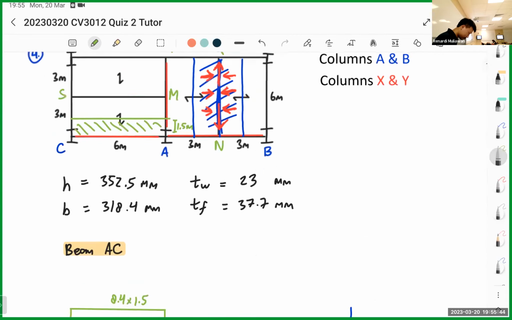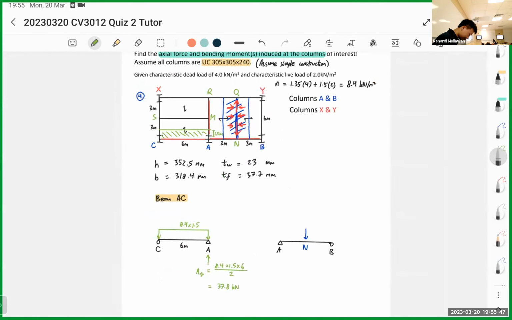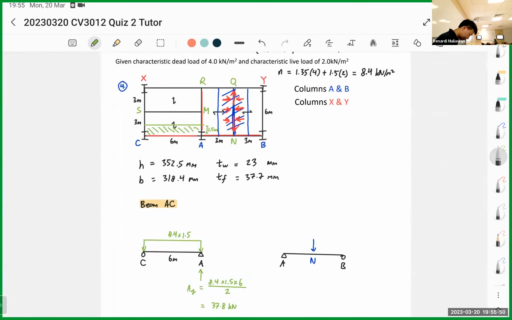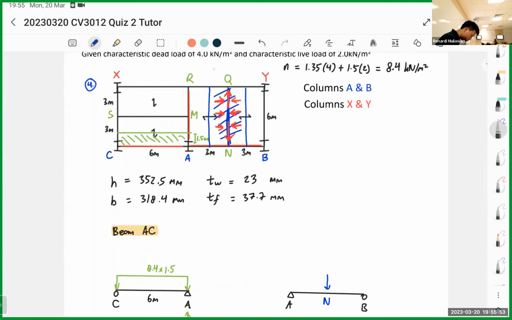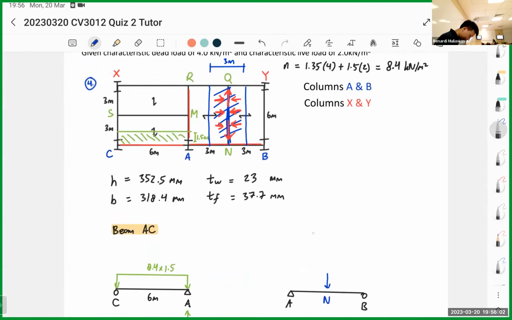Okay, so let's go to this one. So for point load at N, right, okay. So the width of this thing is 3 meters. So it's 8.4 multiplied by 3 meters multiplied by 6 meters, because the length is this one, right? Then you divide by 2. Why divide by 2? Because beam QN, right? The load is split to Q and N. Okay, so it's like this. So here's the slab, goes to QN, half goes to Q, half goes to N. Yeah, so this.